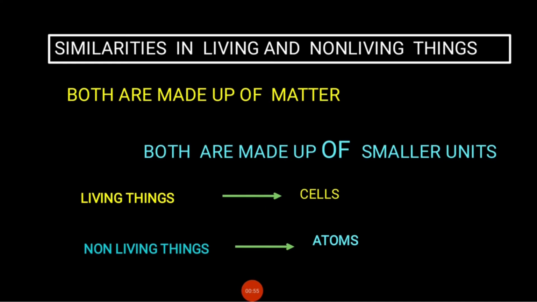Let's see the similarities between living thing and non-living thing. Students, both are made up of matter, means both have mass and occupy space. Both are made up of smaller units. Living organisms are made up of smaller structure unit called as cells, while the non-living things are made up of atoms.